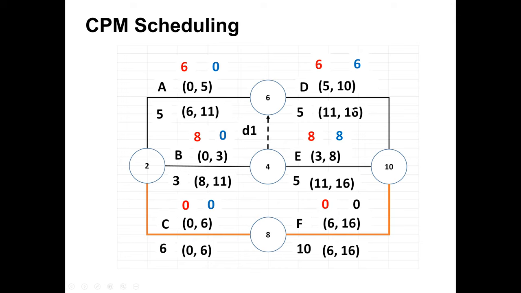So we start with D. 16 minus the duration of D, which is 5, we get 11. For E, we start the backward pass with the project duration of 16. 16 minus the duration for E, which is 5, we get 11. So the late start time for E will be 11, and the late finish time for E will be 16. Similarly for activity F, the late finish will be 16, minus the duration for F, which is 10, we get 6. So the late start time for F will be 6, and the late finish will be 16.